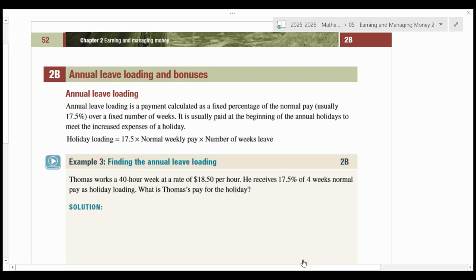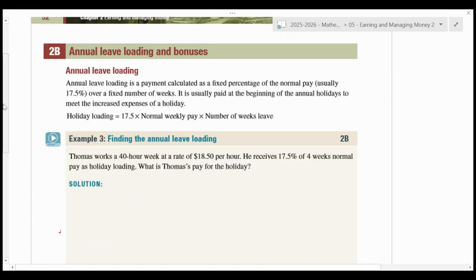All right, we are moving on to annual leave loading and bonuses. It's a really interesting story as to why Australia gives extra pay for people when they have holidays, but it is a very Australian thing. In Australia, we get 17.5% or thereabouts for your holidays. Normally, it's for 4 weeks worth of holidays, and you normally get paid at the start of your annual holidays.